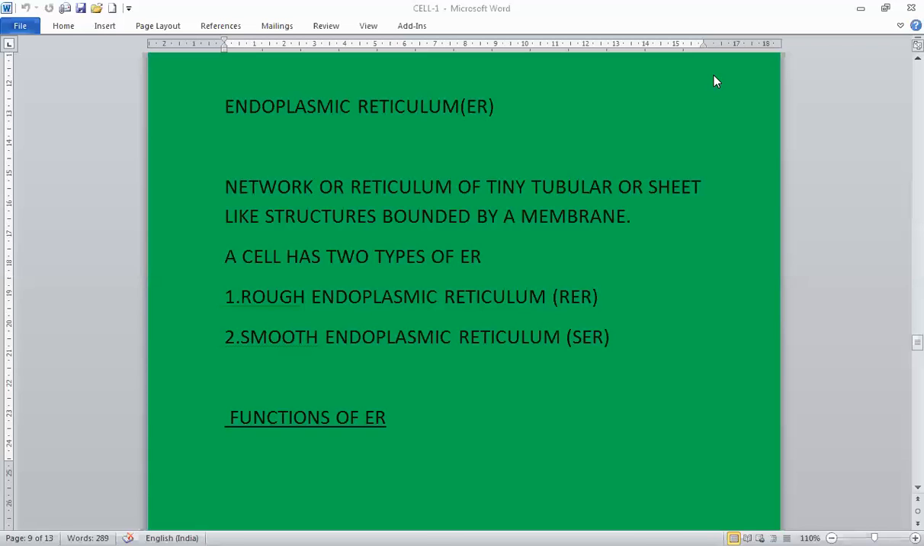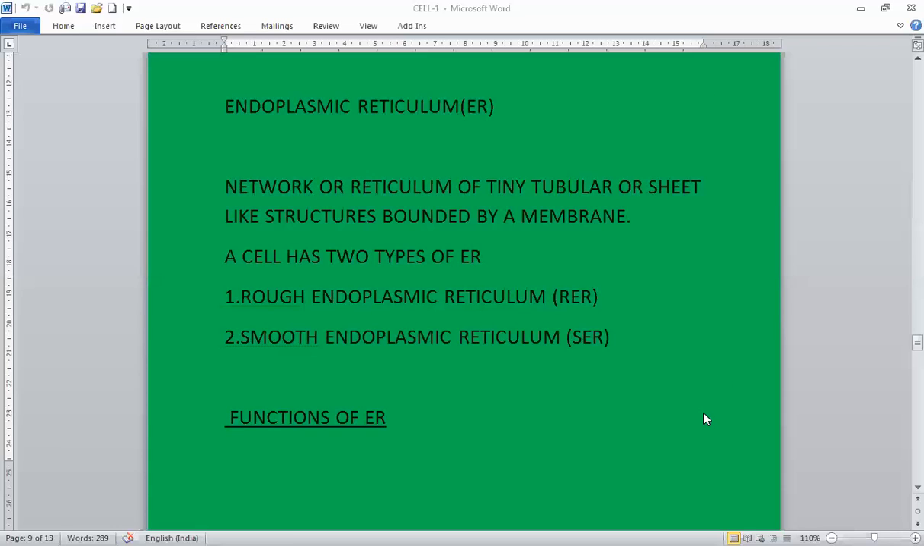Endoplasmic reticulum is of two types. A cell has two types of ER. First is RER, that is rough endoplasmic reticulum. Rough endoplasmic reticulum has a rough appearance under a microscope due to the presence of ribosomes attached to its surface.